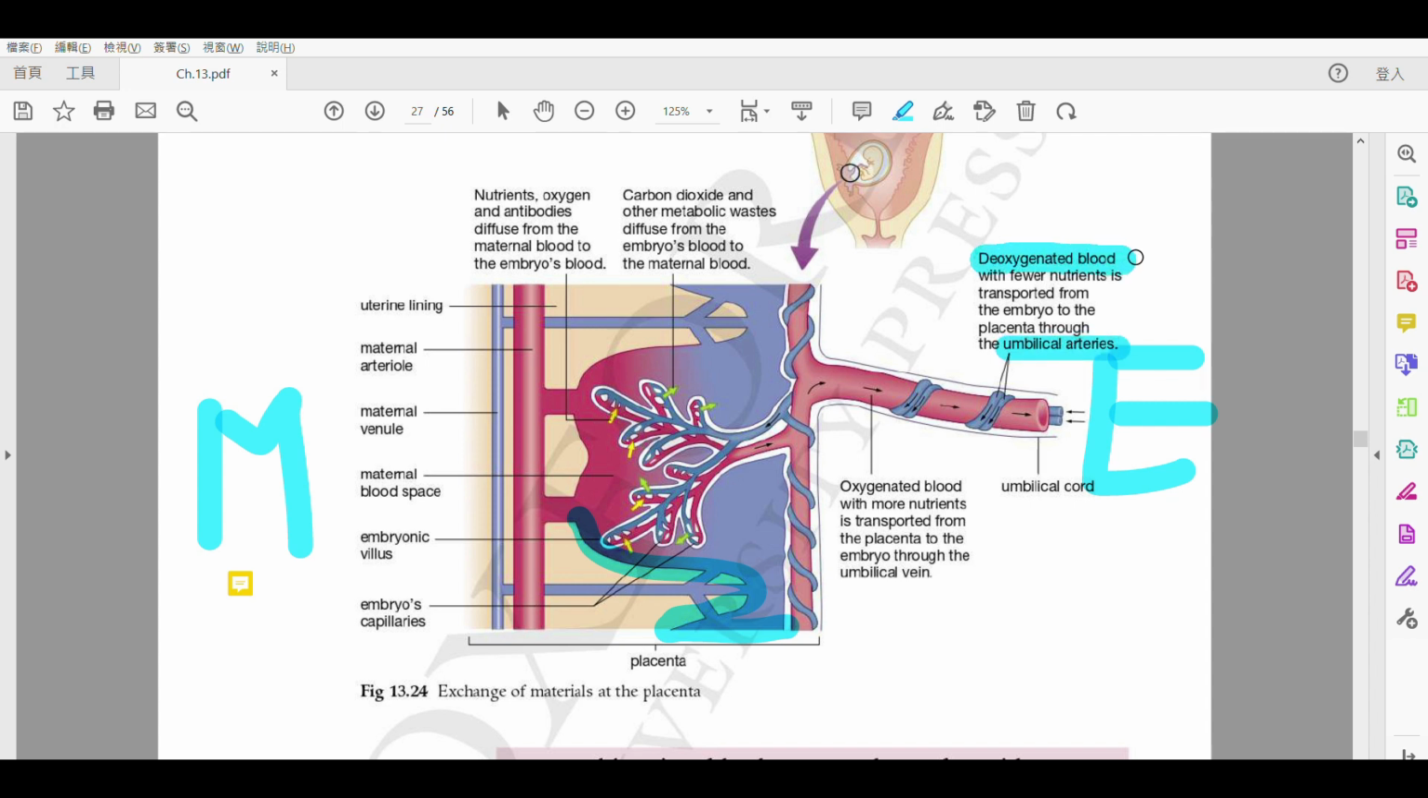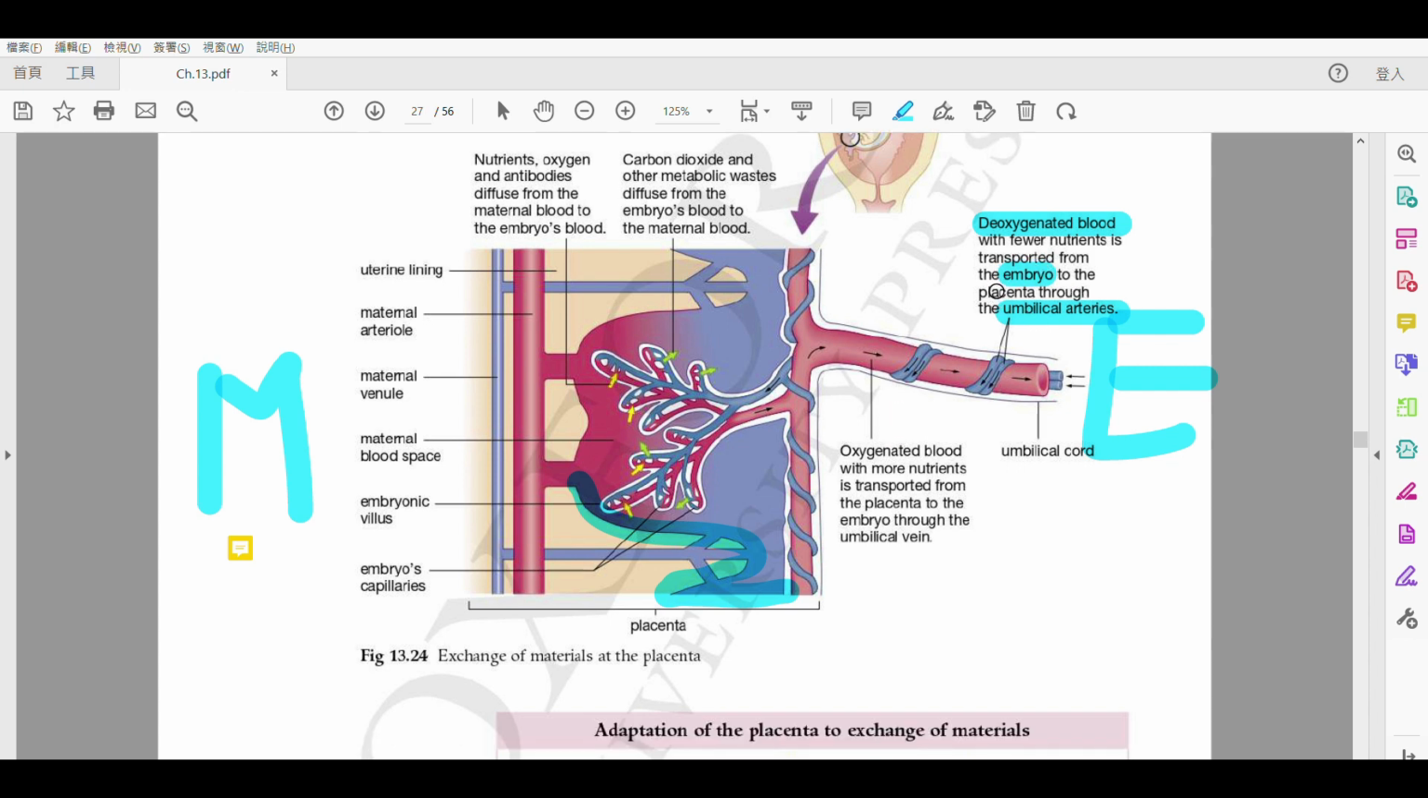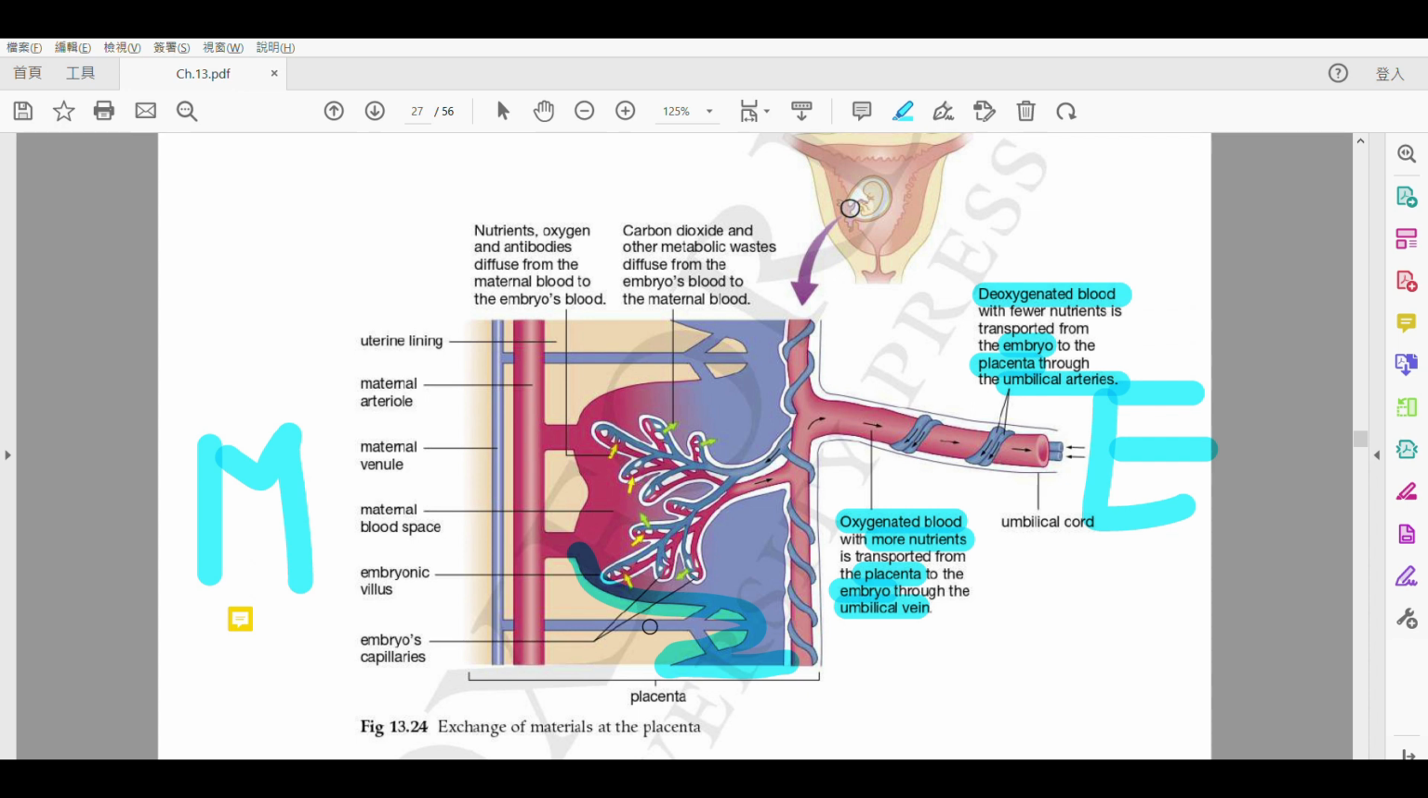So it carries the deoxygenated blood, and what is inside? First one 就會 carry away 一個嘅 carbon dioxide 啦 and the other one 就會係啲嘅 metabolic waste 啊，得唔得？ Okay, so it's transported from the embryo to the mother, to the placenta 啦。And then the red one 就會係 oxygenated blood 啦，亦都係會係呢個 umbilical vein 啦，佢會係 carry more oxygen 啦，同埋 nutrients 同埋 antibodies from the placenta to the embryo 嘅。Okay? 好啦 and then this placenta is the site of material exchange.